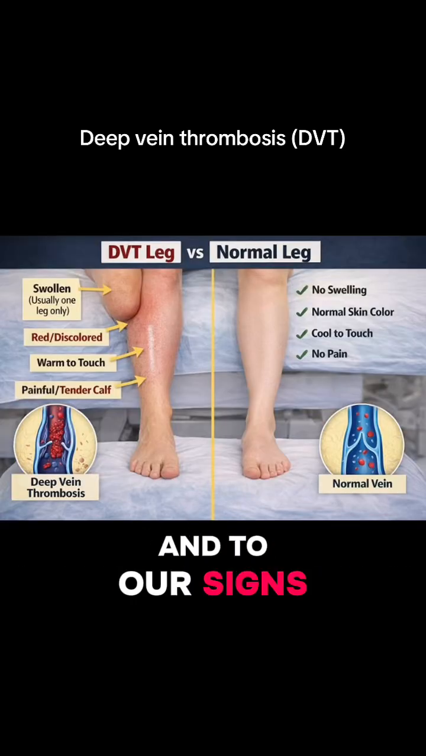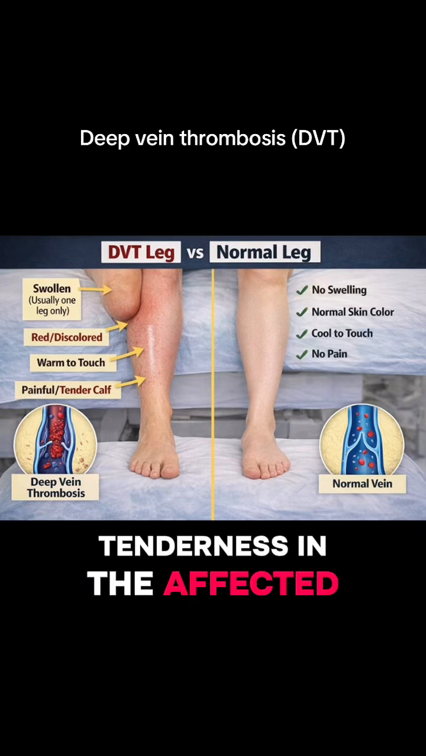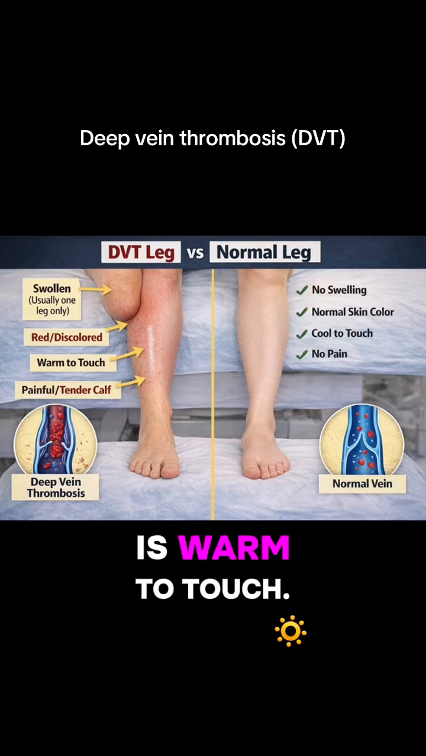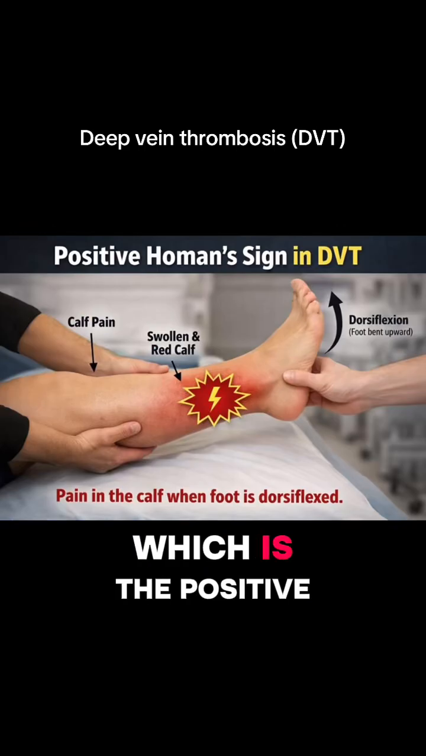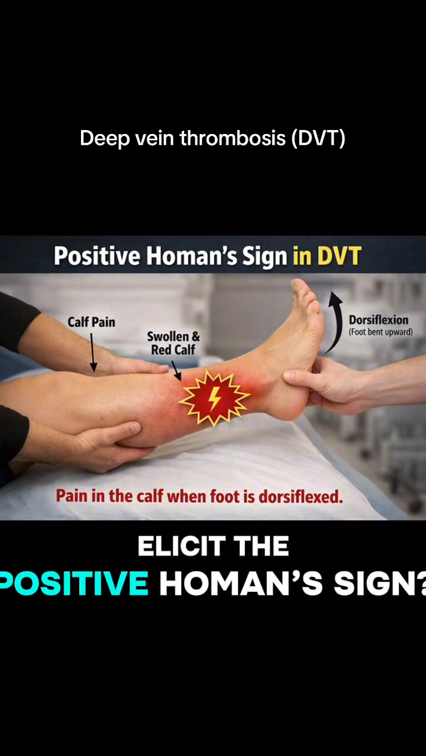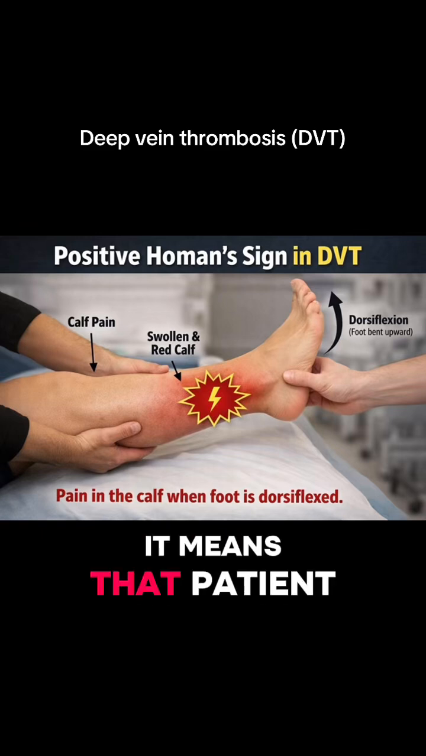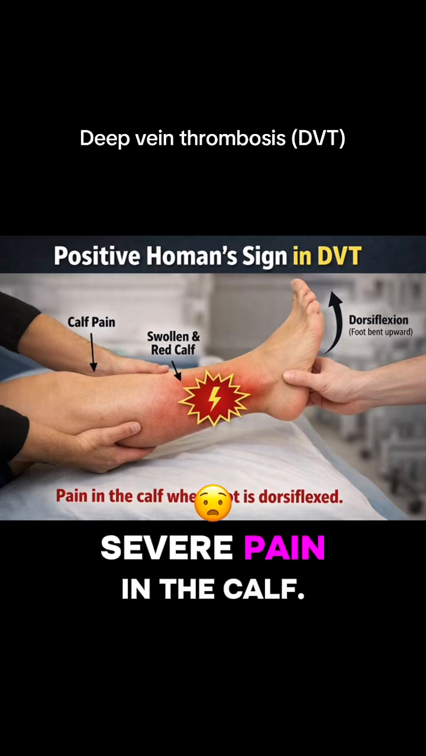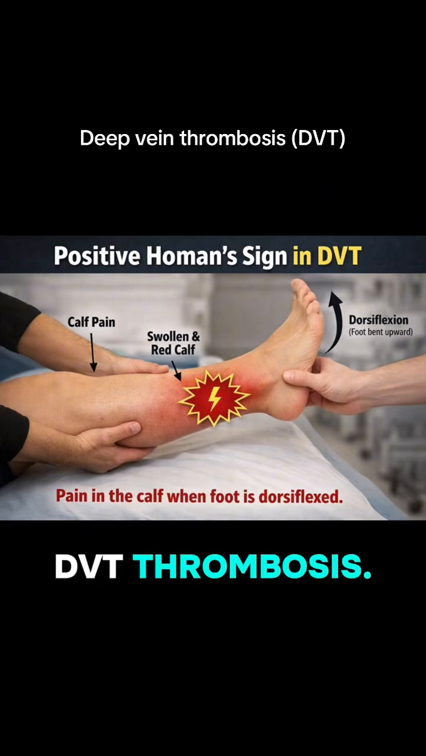And to our signs and symptoms: pain, redness, tenderness in the affected leg, and the skin is warm to touch. Do not forget the sign for your NCLEX exam, which is the positive Homan sign. So how do we elicit the positive Homan sign? When you dorsiflex the patient's leg, the patient is going to have severe pain in the calf, and this is indicative of deep vein thrombosis.